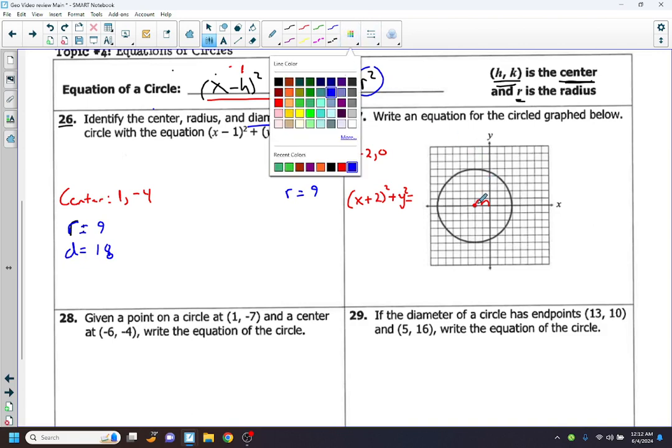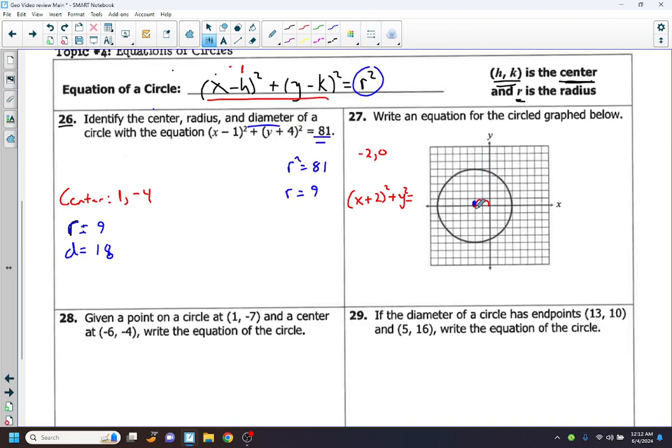now I need the radius. From the center, I could count in any of the 4 directions. So I'll just count up. 1, 2, 3, 4, 5. So the radius is 5. If I did it downwards, 1, 2, 3, 4, 5, it should be 5. If I did it left or right, this should be 5 also. So it doesn't matter. So it's 5. Since my radius is 5, I plug in here 5 squared, or 25. So that should be your answer.